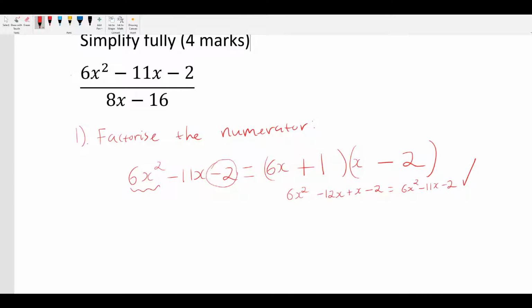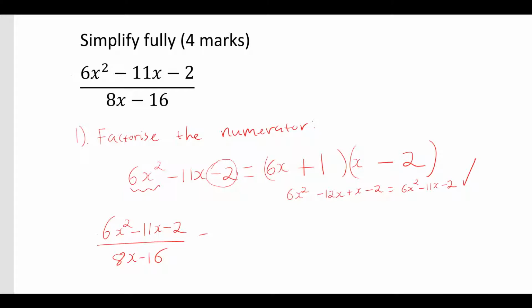So what I'm going to do now is rewrite my rational expression. So I have 6x squared minus 11x minus 2 over 8x minus 16 is equivalent to what I've just worked out. So 6x plus 1, bracket x minus 2. I know these are equivalent expressions. All of that over 8x minus 16.